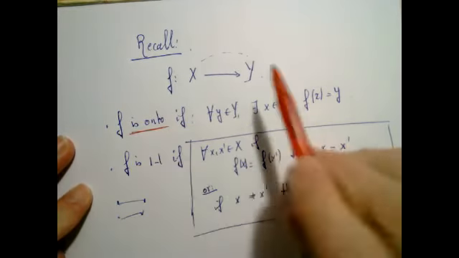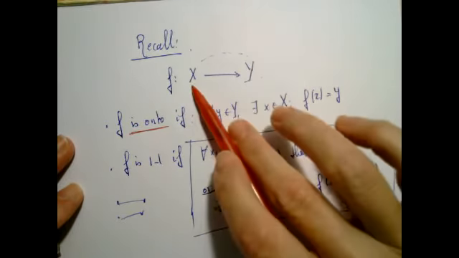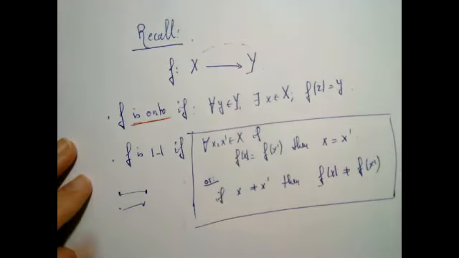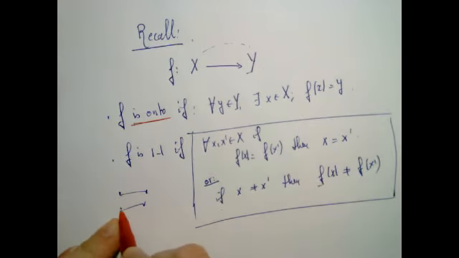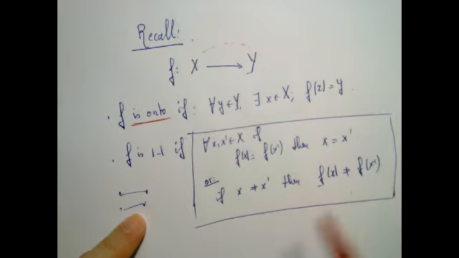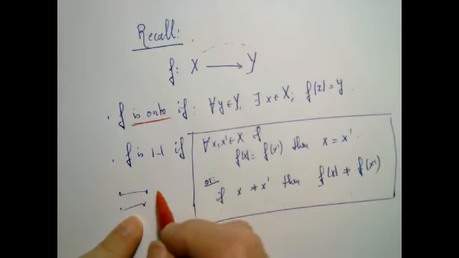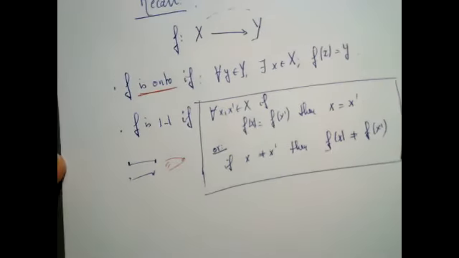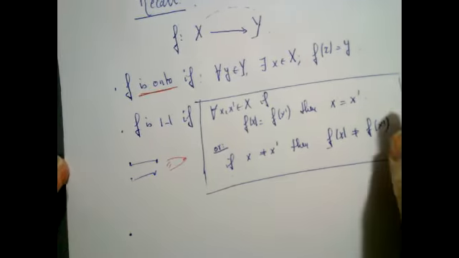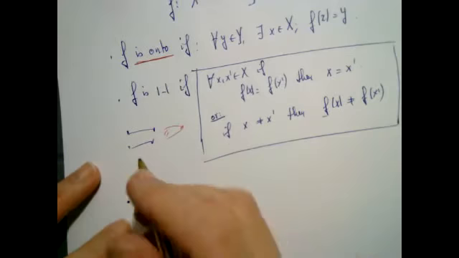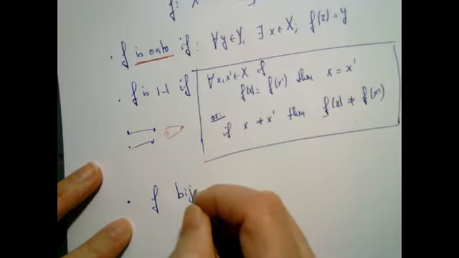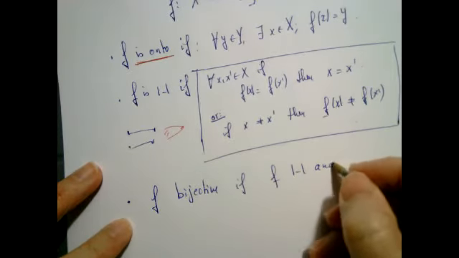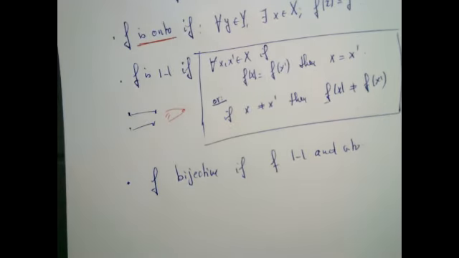F is onto if, given any element in the codomain, I can find an element in the domain that's mapped into it. And F is one-to-one if whenever the inputs are different, the outputs are different. Or equivalently, if the outputs are the same, then the inputs have to be the same, which is the contrapositive. Okay, so those are the basic definitions. We say that F is bijective if F is one-to-one and onto. I'm just recalling definitions, so you guys haven't missed a lot.